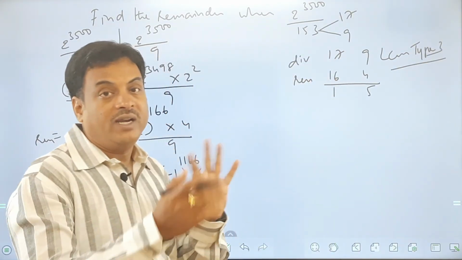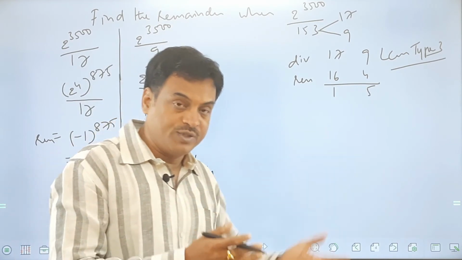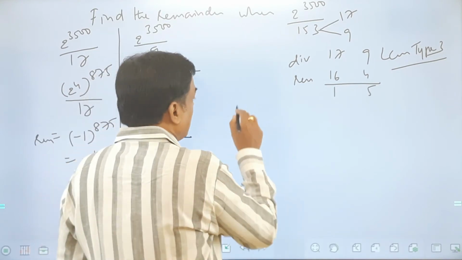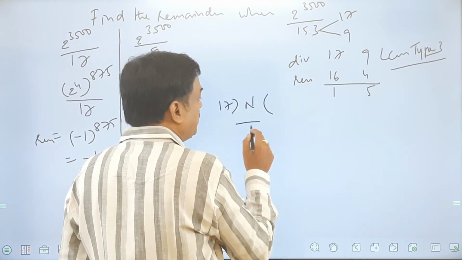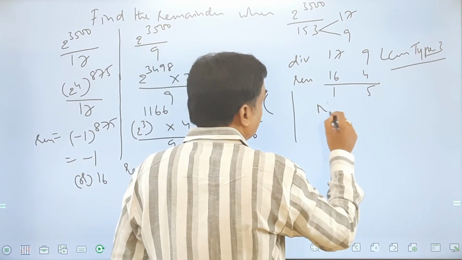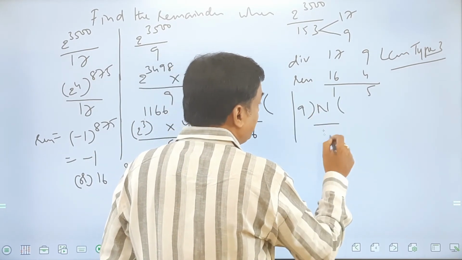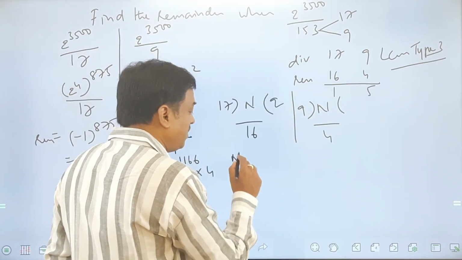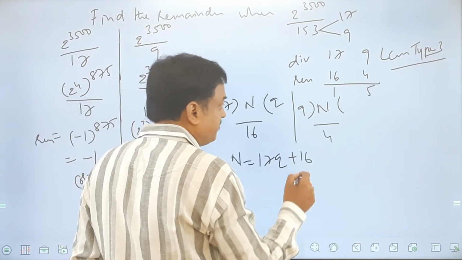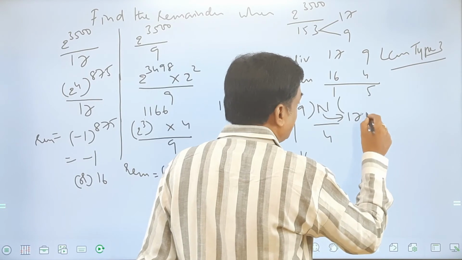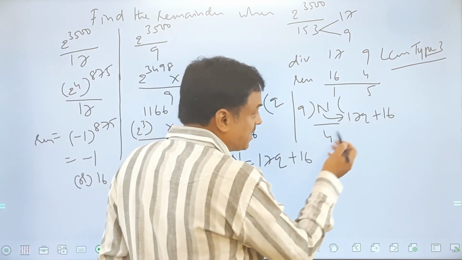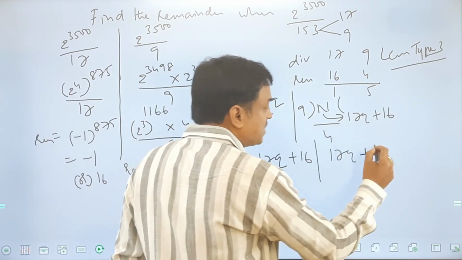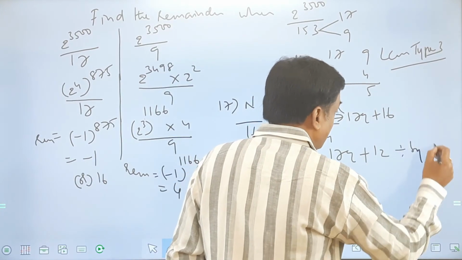And LCM type 3 you will find in my previous videos. Please observe those and then try to follow this concept. What does that model say? A number, when divided by 17, should leave remainder 16, and the same number, when divided by 9, should leave remainder 4. Such a number I need to find. So what I do, my friend, I'll take n as 17q plus 16. And if I subtract 4 from this number, it should be exactly divisible by 9. So 17q plus 16 minus 4, that is 17q plus 12, should be divisible by 9.